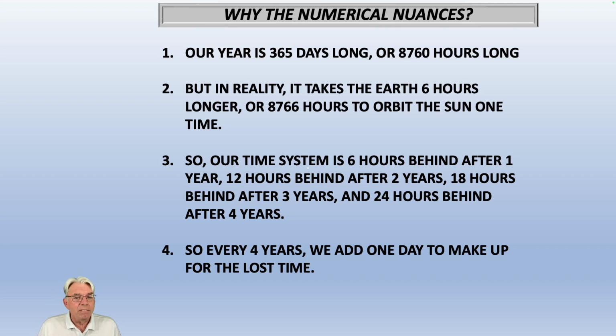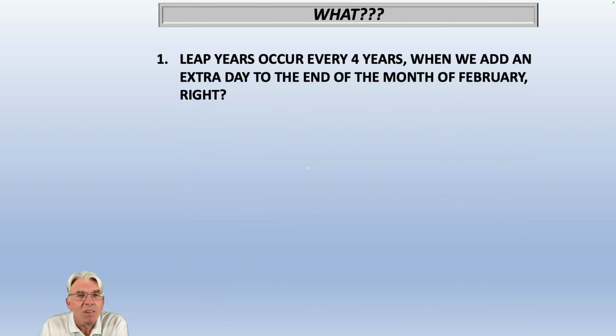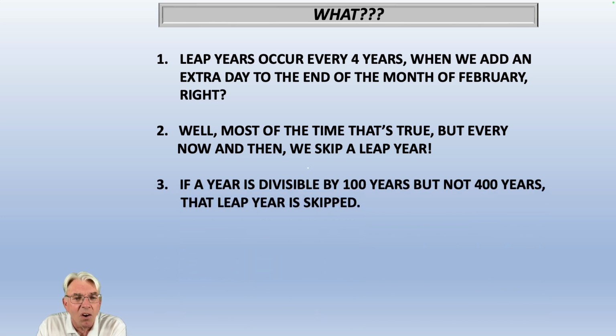So every 4 years, we add 1 day, or 24 hours, to make up for the lost time. And that is why every 4 years we have a February 29th as opposed to stopping at February 28th. But did you really think it was that simple? Of course not. So leap years occur every 4 years when we add an extra day to the end of the month of February, right? Wrong. At least in a few instances. Most of the time that's true, but every now and then we skip a leap year. And so we're going to talk about what those years are.